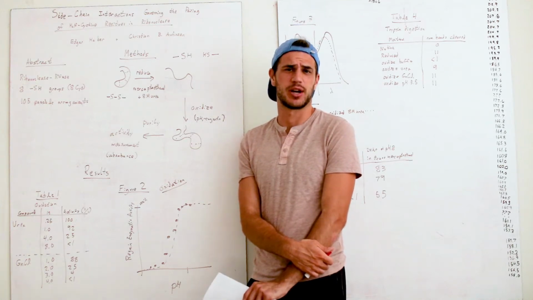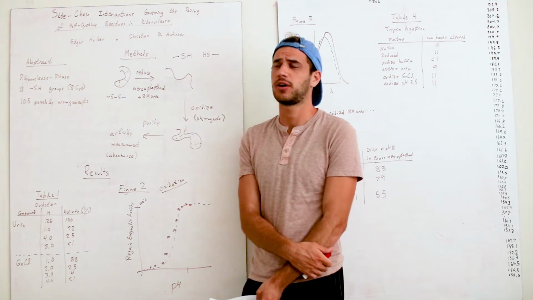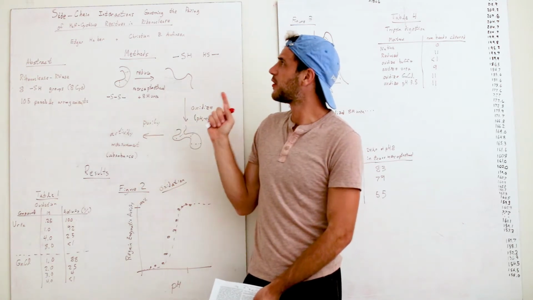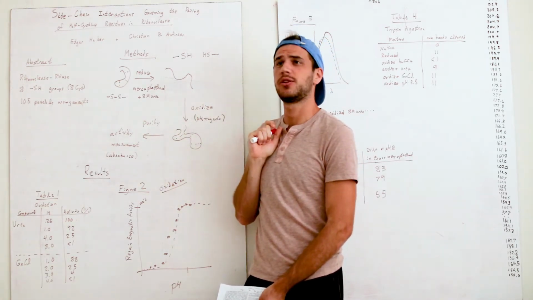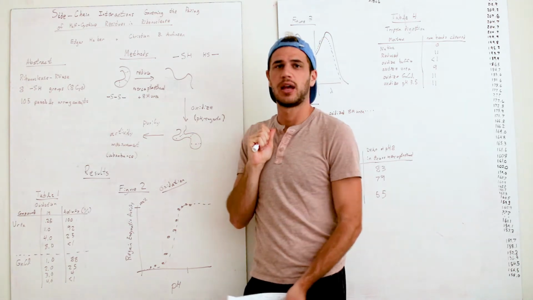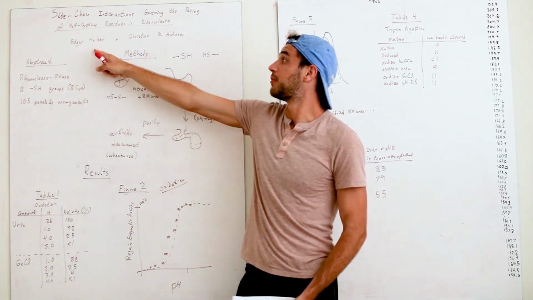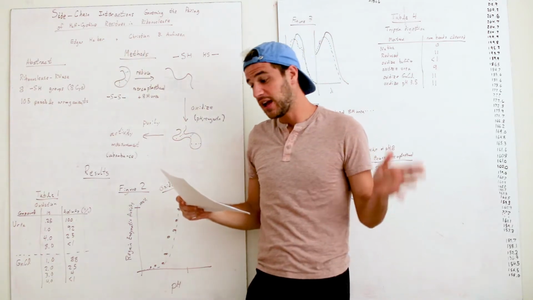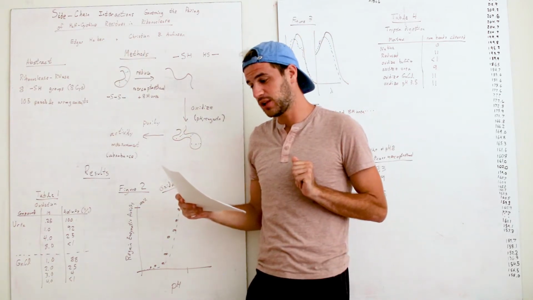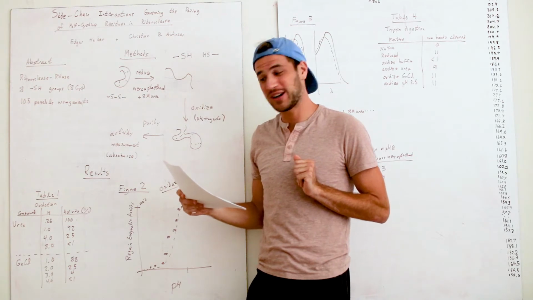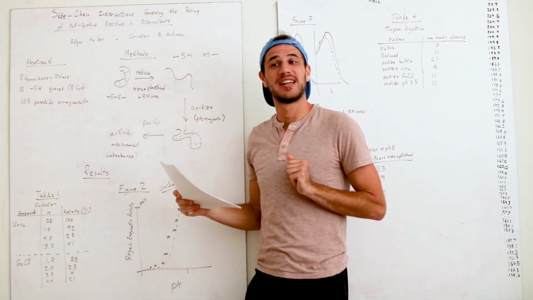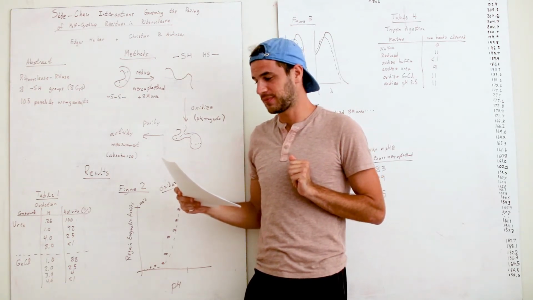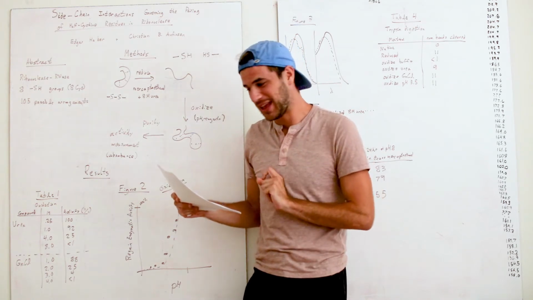I'm your host, Mr. Johnny Hopkins, and today we'll be covering something called side chain interactions governing the pairing of half-cystine residues in ribonuclease, as done by Edgar Haber and Christian B. Anfinsen. This is a very, very famous paper. It's from the Journal of Biological Chemistry, volume 237, number 6, June 1962. It was printed in the USA, believe it or not.